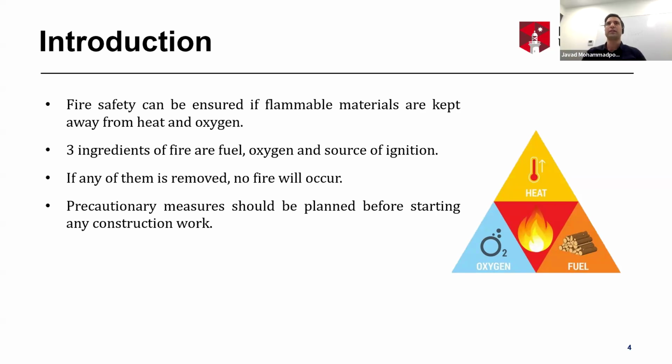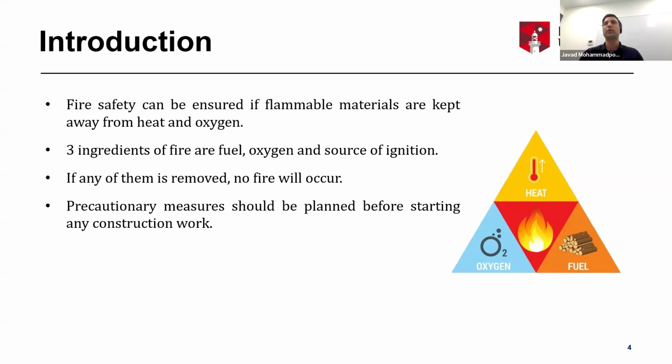The first scenario is to minimize the risk of fire. And the second scenario is that when we have a fire, what we can do to minimize, for example, destruction and some consequences. So fire safety can be ensured if flammable material is kept away from heat and oxygen. From high school, everyone knows that to build a fire, we need three elements.